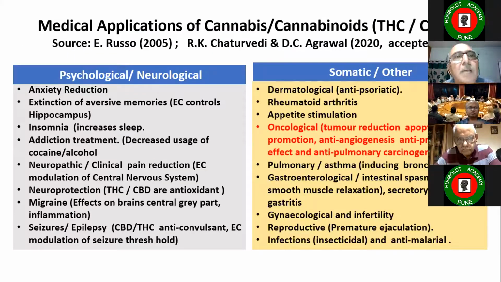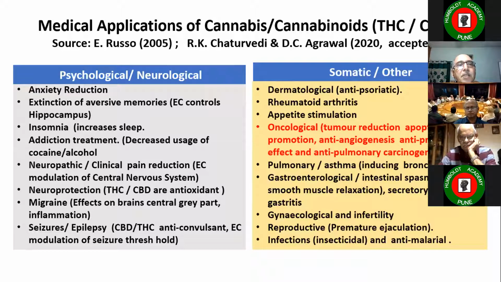Now, medical applications. The medical applications of the cannabinoids are a large number of things. I don't want to read all of these. You can say that it has an anxiety removal effect, meaning for all the psychotropic material. I can discuss that mechanism, but there is no time for it. Particularly, THC controls the hippocampus. That's why it also affects the memory part of it.